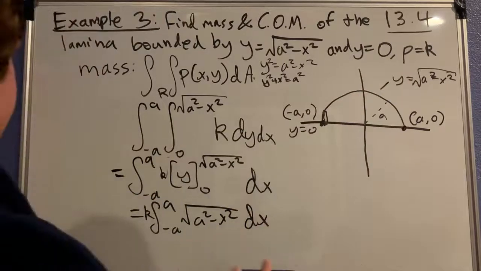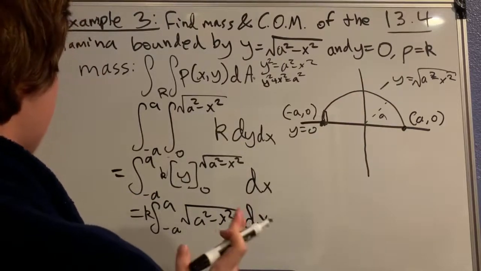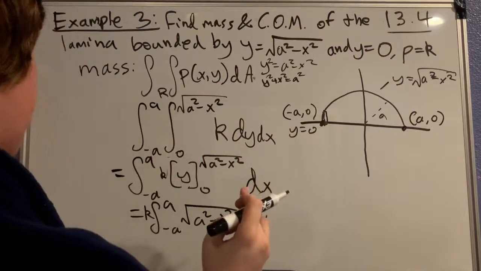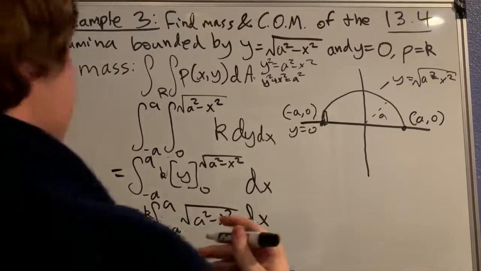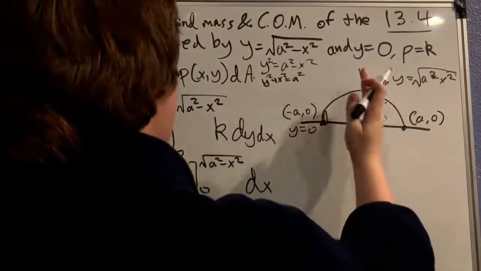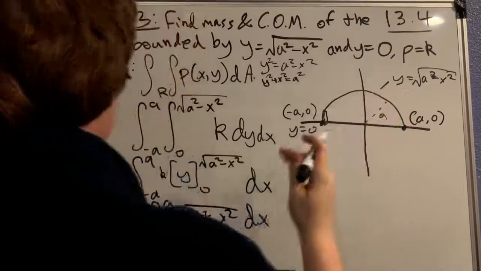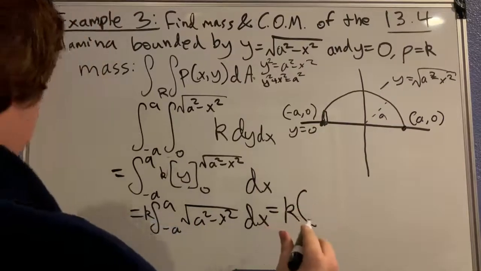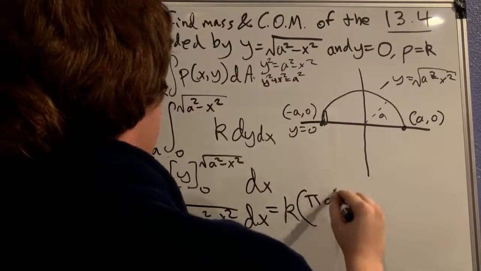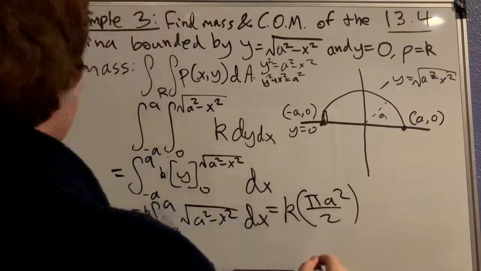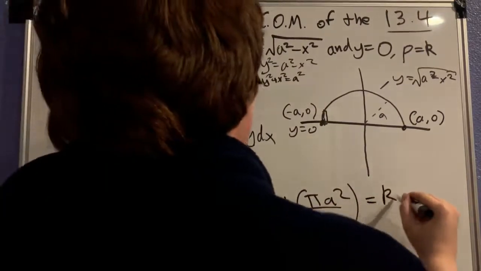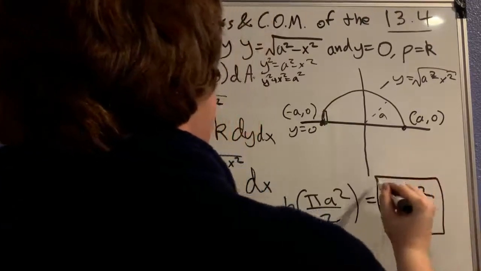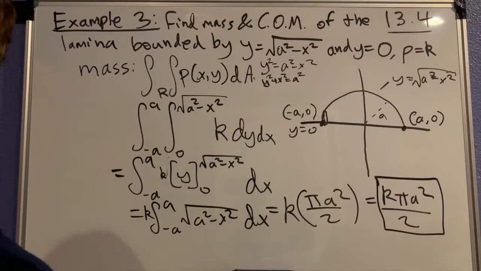And remember from last year in Calc BC, the integral from the left bound to the right bound of a function was just the area beneath the curve. So the area beneath this would just be the area of a half circle with radius a. So this is just equal to k times the area, which would be pi a squared over 2. So the mass is just k pi a squared over 2. And that is step 1 of the problem.